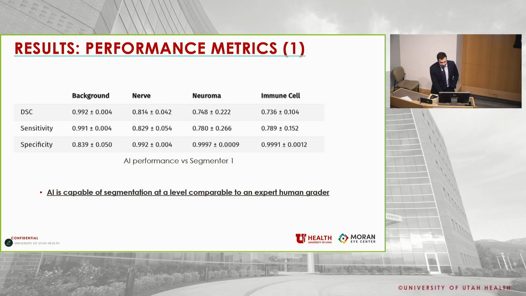So these are the results. First of all, for the performance metrics, we use something called the dissimilarity coefficient, or the DICE score. It looks at the overlap between the images. So we take the picture, the segmentation done by the reader and the segmentation done by the AI and look at how much overlap there is between them. A score of 1 means a perfect correlation, and 0 means 0 overlap. Looking at the DSCs, they're all above 0.7 almost, particularly for background and nerve, which shows that the AI was really capable to segment very similarly to an expert human grader.